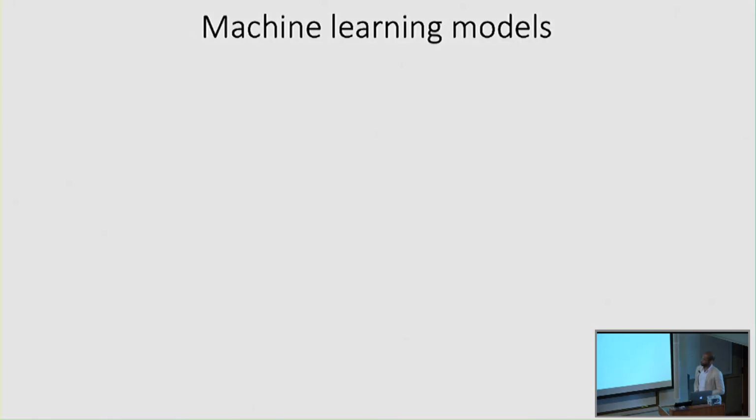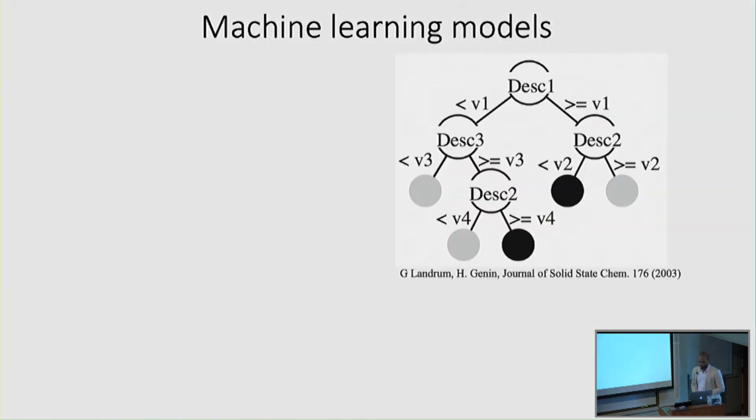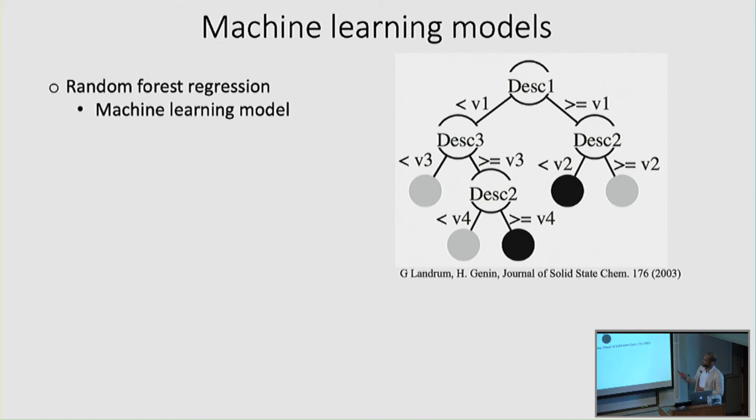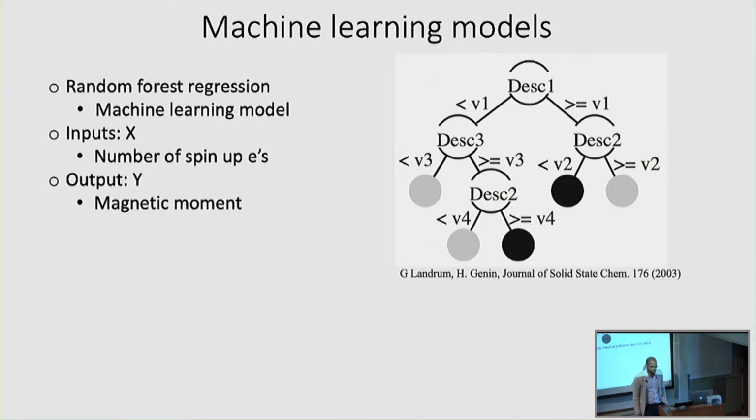So how can we do this? Well, we use a machine learning model. It can be something as simple as linear regression, fitting mx plus c, fitting a line to some points. In this case, I'll give a different example, maybe less familiar, the random forest model based on these decision trees. And the idea is that we have inputs, things like number of spin-up electrons. We want to predict the magnetic moment, something that's hard to calculate, hard to measure.